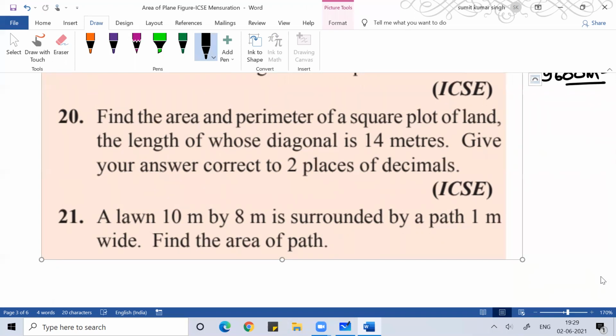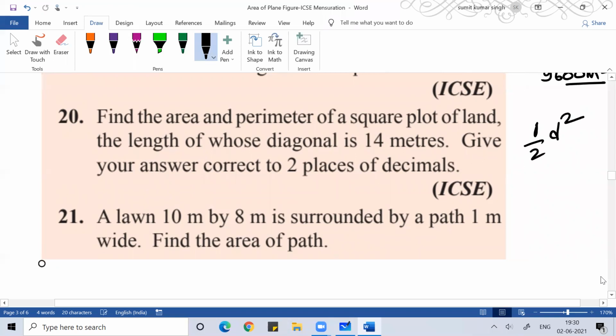What is the formula for the area of a square, Dhwani? If I give you the diagonal value, in terms of diagonal the area formula is half into d square. Remember, the rhombus area formula is half into d1 into d2. Square diagonals are equal, so if the diagonal is 14, the area would be half into 14 square, that would be 98 meters square. That is its area.